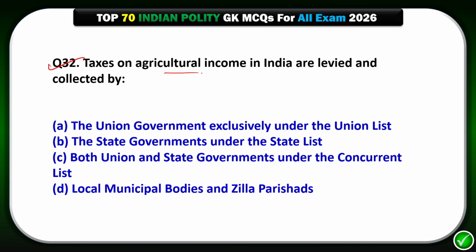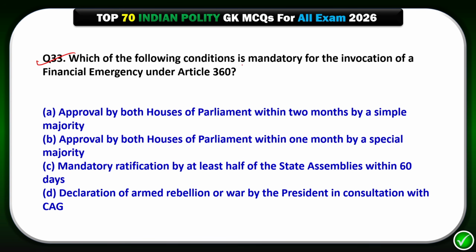32. Taxes on agricultural income in India are levied and collected by the state governments under the state list. 33. Which of the following conditions is mandatory for the invocation of a financial emergency under Article 360? Option number A. Approval by both Houses of Parliament within 2 months by a simple majority.